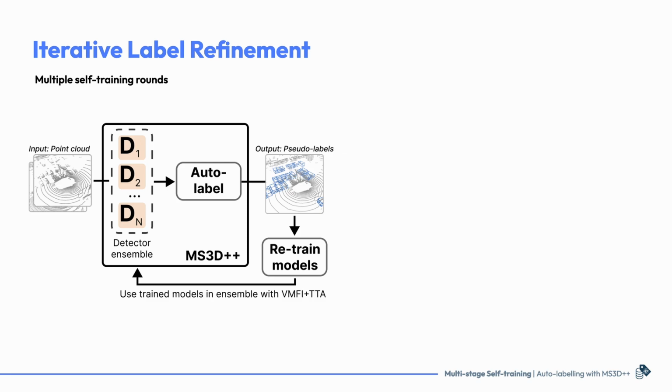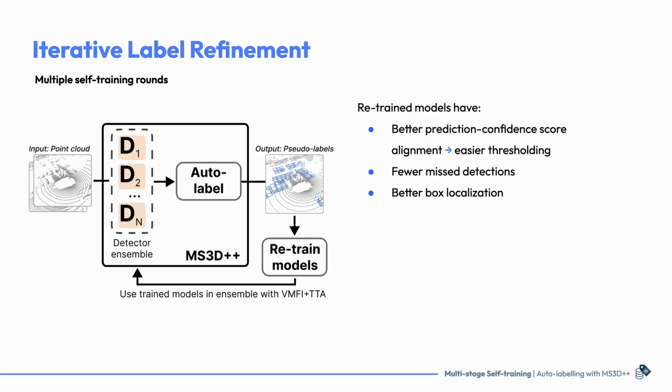And what this helps with is that initially you might miss a few pedestrians here and there, you might miss a few vehicles here and there, but your retrained models typically are able to detect them. And they also tend to have better prediction and confidence score alignment, which means that it's much easier to threshold the confidence and get better boxes in terms of localization and actual class prediction.